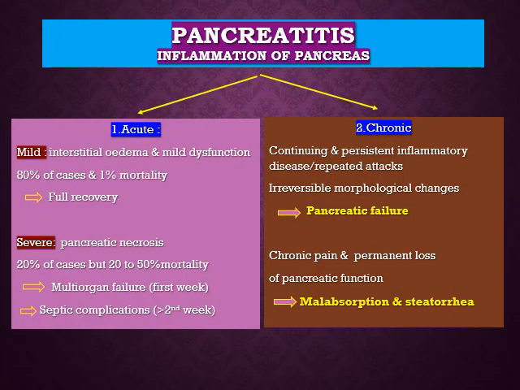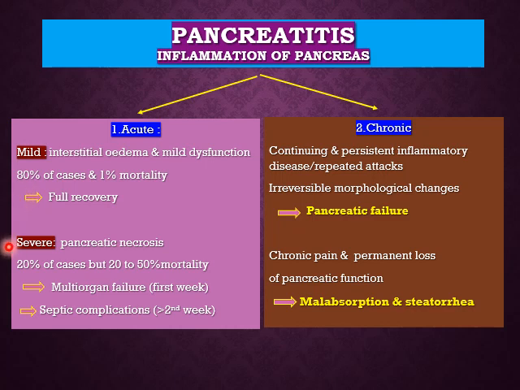Next, we come to pancreatitis. As the name suggests, it is inflammation of the pancreas. There are two types of pancreatitis, acute and chronic. Acute pancreatitis again has two types, mild and severe. In mild pancreatitis, there is interstitial edema and mild dysfunction of the pancreas. It involves 80% of cases and the mortality is around 1%. Most of these patients undergo full recovery after the first week.